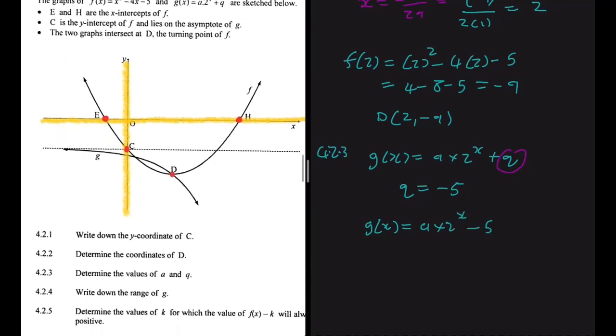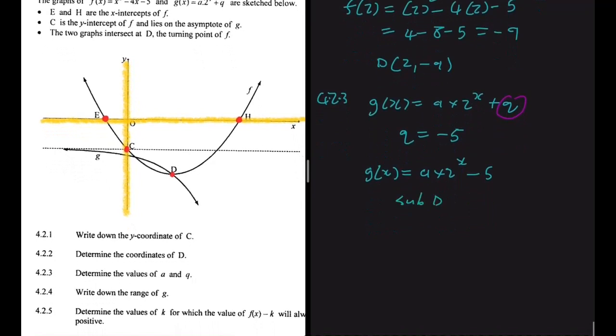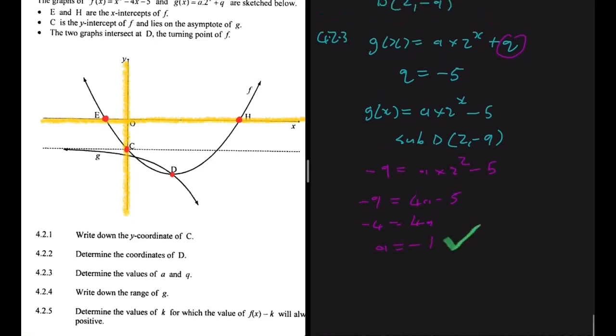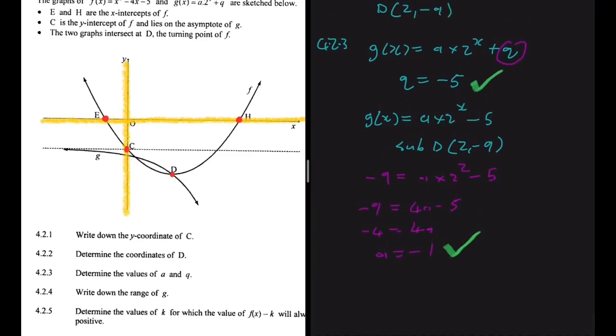So now what we can do here, we can substitute the coordinate D so that we can find a. D has coordinates 2 and minus 9, because D lies on f of x and g of x, so we can substitute it in that equation. If we substitute it, we should get minus 9 is equal to a multiplied by 2 to the 2, minus 5. So minus 9 equals 4a minus 5. So minus 4 is equal to 4a. So a is equal to minus 1. So we have determined the value of a, and we have determined the value of q.